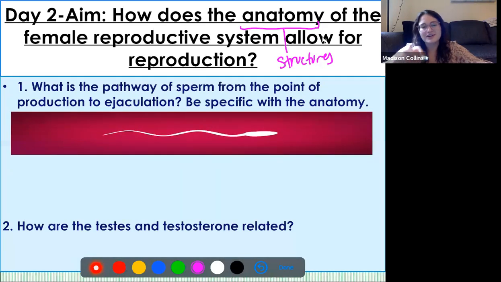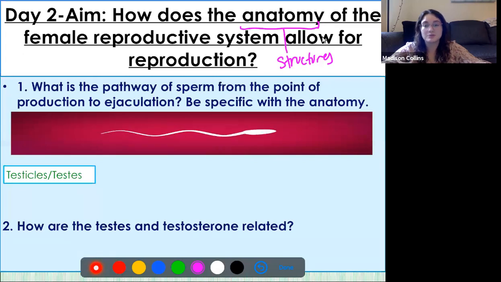So number 1, what is the pathway of sperm from the point of production to ejaculation? Be specific with the anatomy or the structures. So for this one, you should mention as many structures as you can that we learned yesterday that sperm pass through, starting with where they're produced to where they leave the body. So we need to know that sperm are produced in the testes or the testicles. We can use those words interchangeably, but that is where sperm are produced.